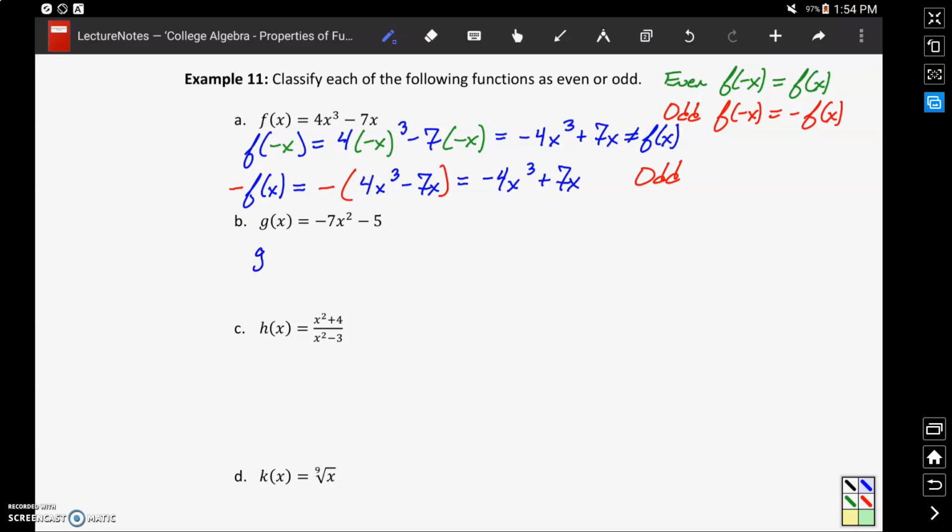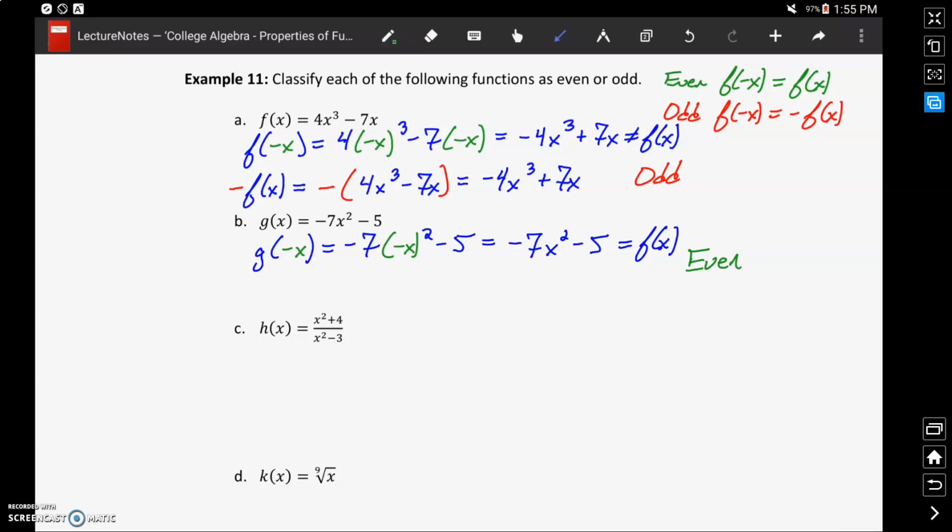For g of x, we can start off with the exact same approach. We'll evaluate our function for negative x, or the opposite of x, substituting in the opposite of x for every x in our expression. In this case, x squared will cancel out that negative, so we'll end up with negative 7x squared minus 5, which is exactly equal to the original function that we started off with, meaning this is an even function. So even though we substituted in negative x, that didn't actually change our function at all.